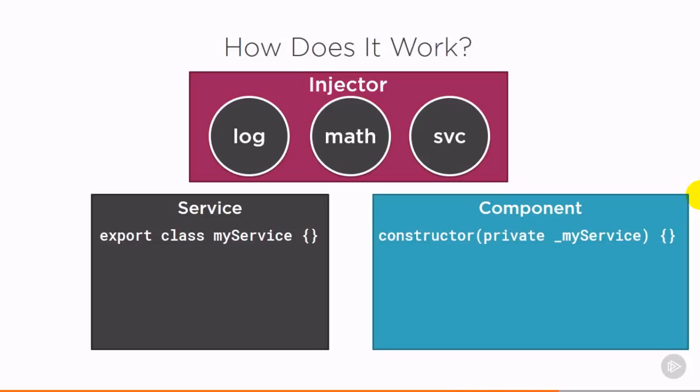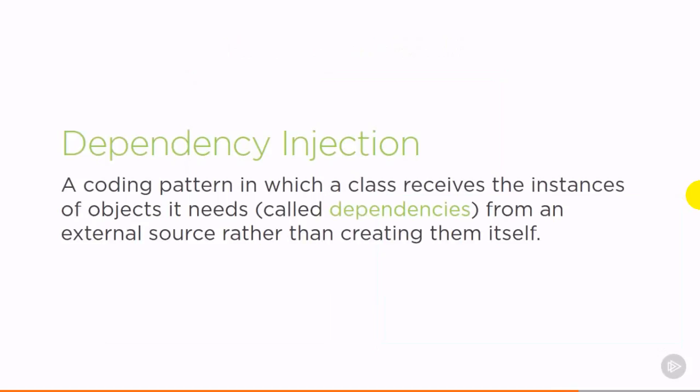Now let's look at a more formal definition of dependency injection. Dependency injection is a coding pattern in which a class receives the instances of objects it needs, called its dependencies, from an external source rather than creating them itself. In Angular, this external source is the Angular injector. Now that we've got a general idea of how services and dependency injection work in Angular, let's build a service.